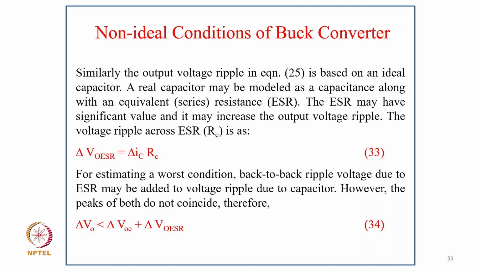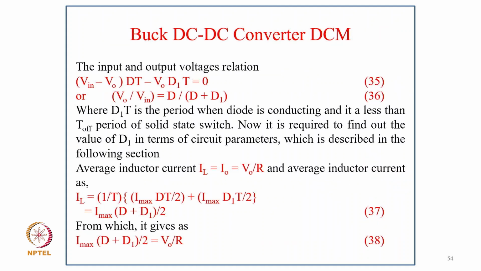A real capacitor may be modeled as a capacitance along with the equivalent series resistance, called ESR, and the ESR may have significant value and it may increase the output voltage ripple. So the voltage across the ESR is delta V ESR equal to delta IC into RC. For estimating a worst condition, the ripple voltage due to the ESR may be added to the voltage ripple due to the capacitor. However, the peaks of both do not coincide, fortunately. So delta Vo will be in between delta Vo and delta Vo plus delta Vo ESR. So certainly your ripple increases, typically more.